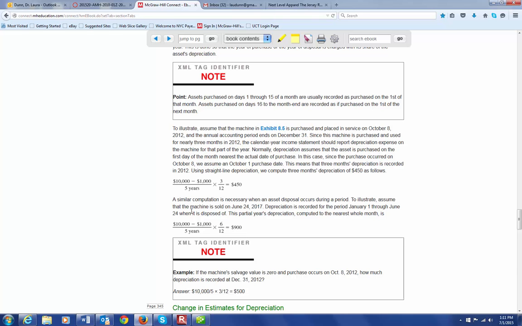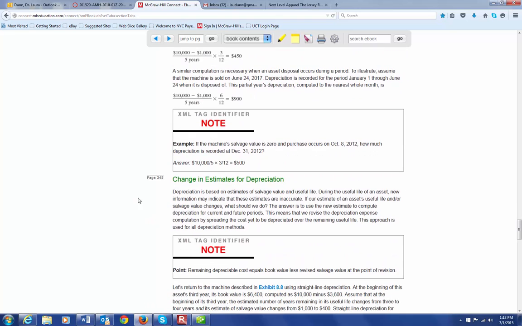Now, this is also what happens if you have to dispose of an asset in the middle of a month, in the middle of a year. How do you go about calculating that? It's the same thing. You just have to determine, in this case, it's 6 months of depreciation. 6 months is, in this case, $900.